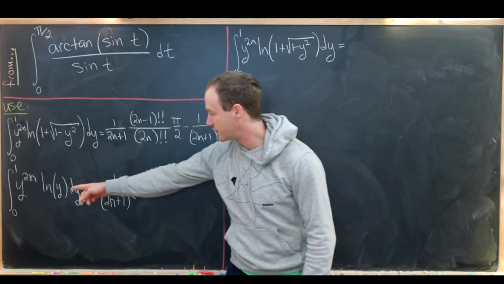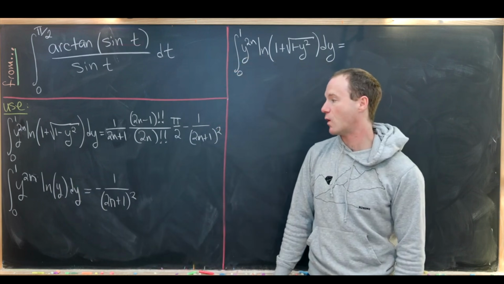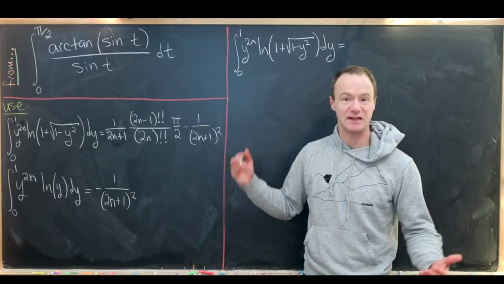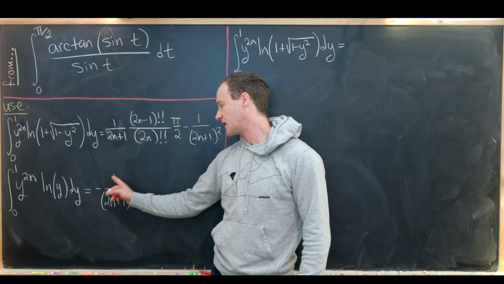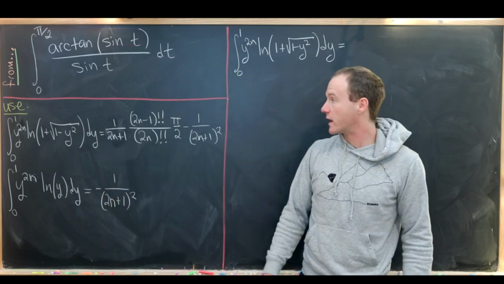The second one will be the integral from 0 to 1 of y to the 2n times the natural log of y. That one's a little bit simpler. That just gives us negative 1 over 2n plus 1 squared.